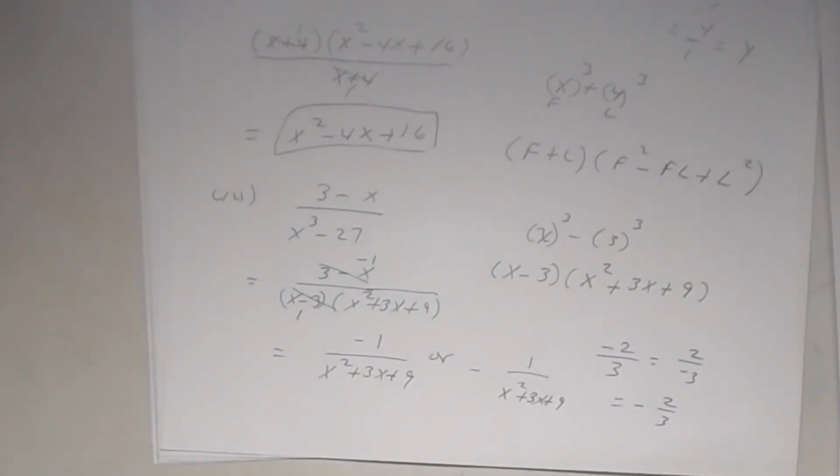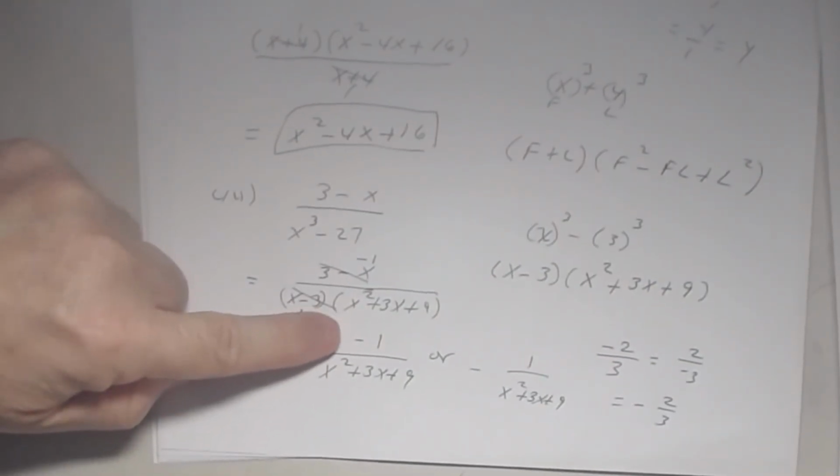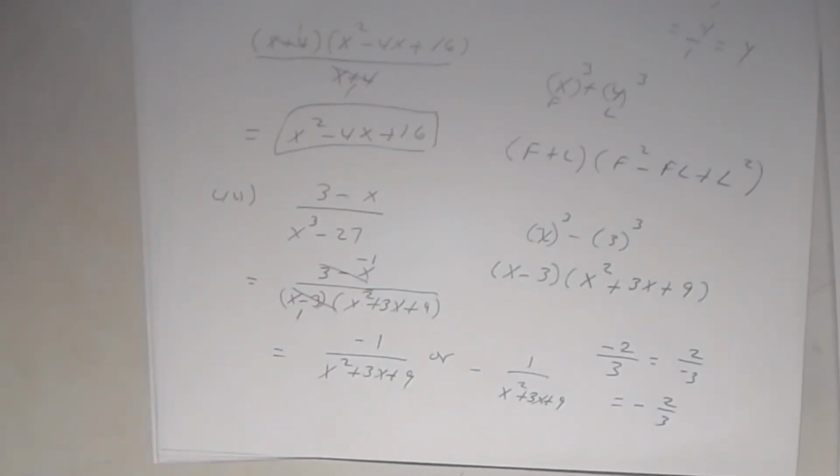But this and this are the same thing. In my math lab, anytime we've had a fraction with a negative in it, it's always been out front. But if you put this one in my math lab, it'll still give you credit for it. All right, so that's 44. 46.